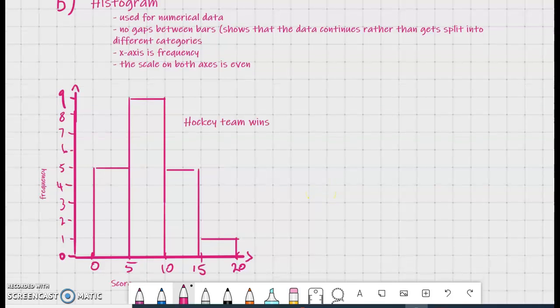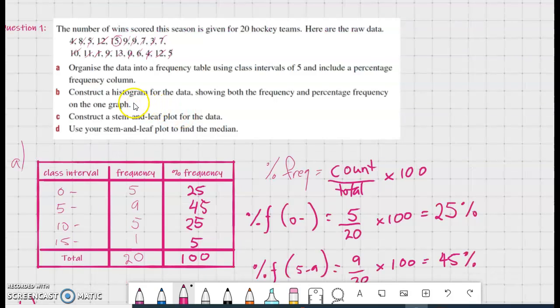Probably another thing worth adding is a bit of a title. We're going to call it Hockey Team Wins. Okay, looking again at question B, it also wants a percentage frequency on the one graph. Now that's pretty easily done.